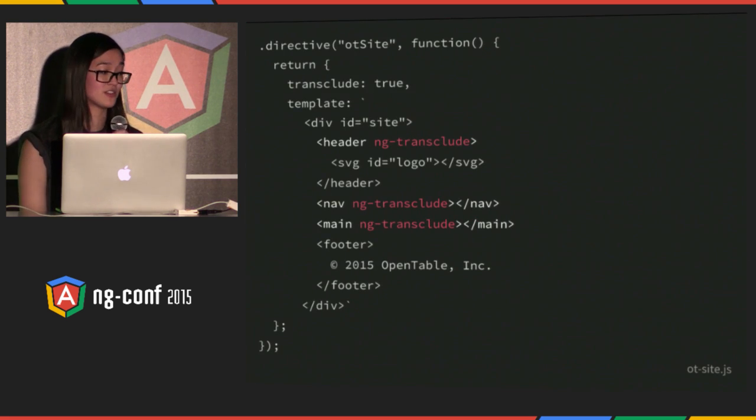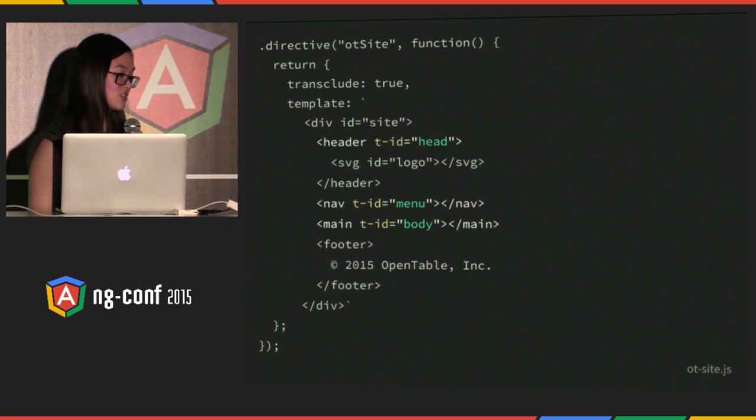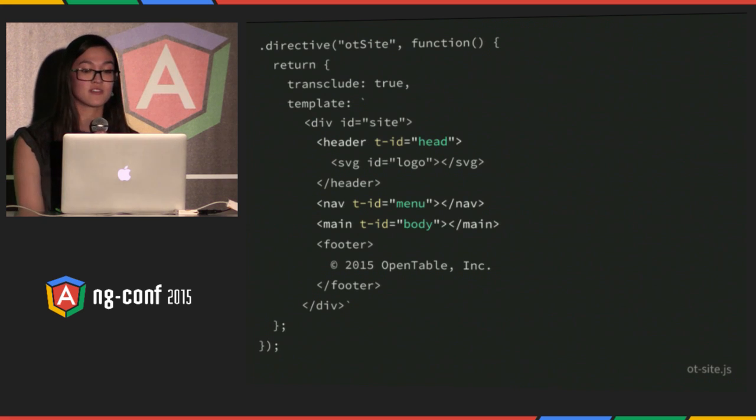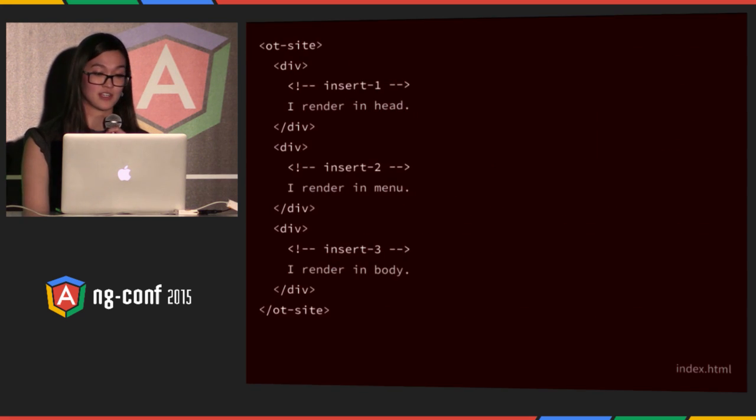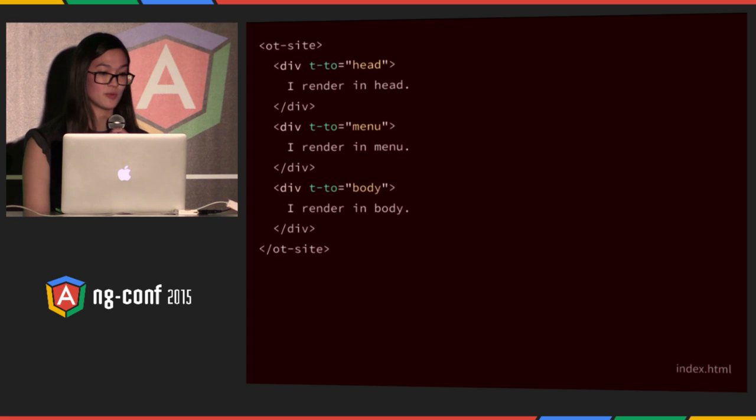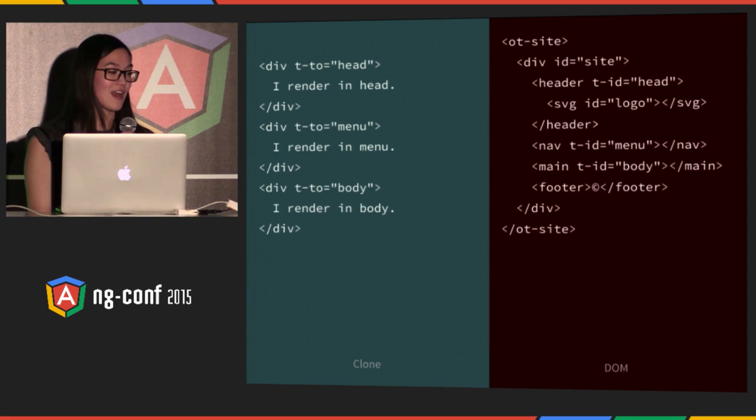So instead of ng-transclude, let's set our own version of the select attribute, a transclude ID that will serve as the label for each section, abbreviated here as TID for space. And then from the component user's end, we just need to add the corresponding labels. How about a transclude2 attribute, abbreviated to T2? So now that we have our labels, we have everything that we need to start matching.